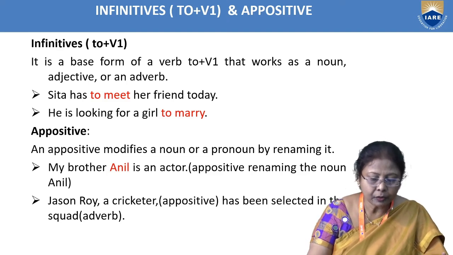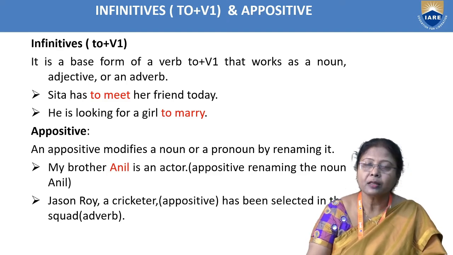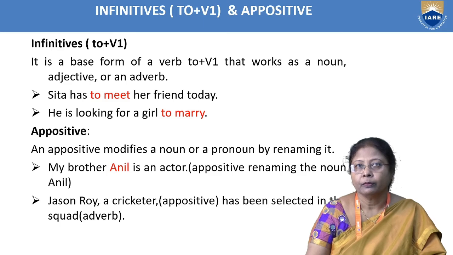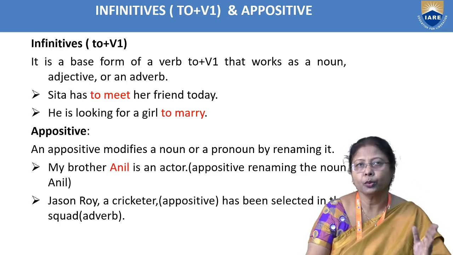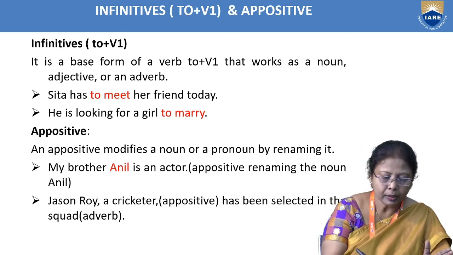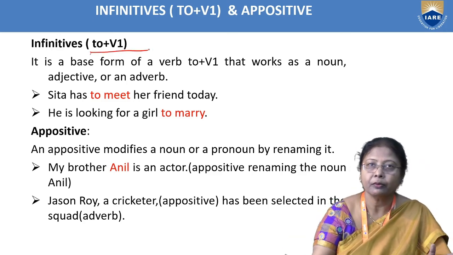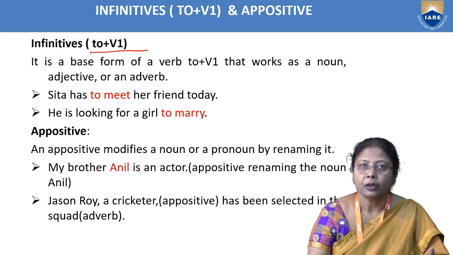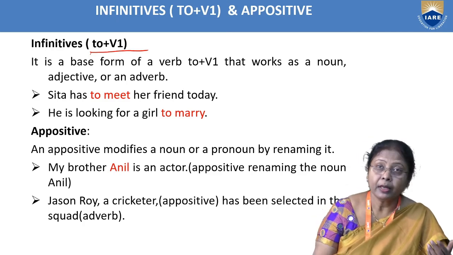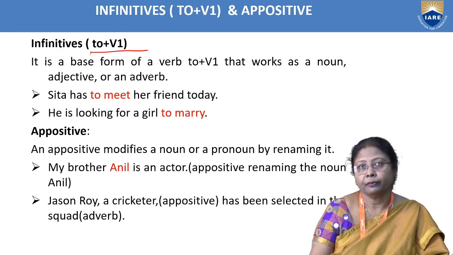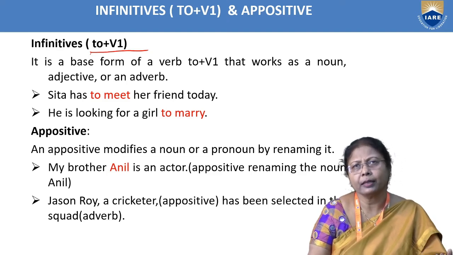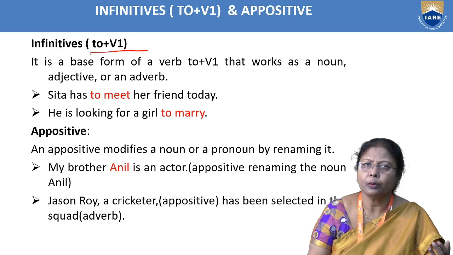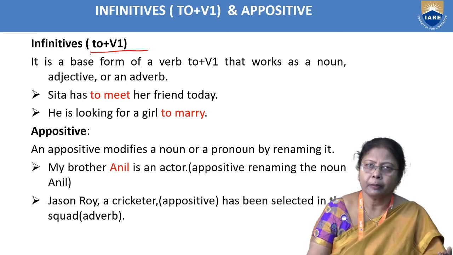And the next one is infinitives. As you know, infinitives are to plus V1 form, which means the present tense preceded by to. We can call it the base form of the verb, to plus V1, which acts as a noun, adjective or sometimes an adverb.